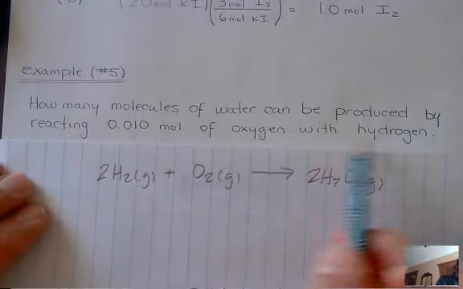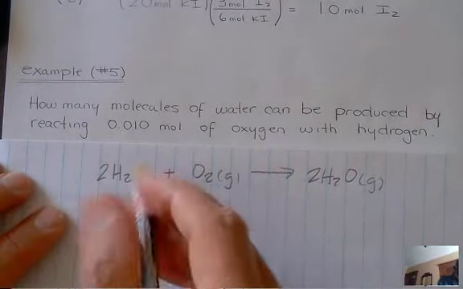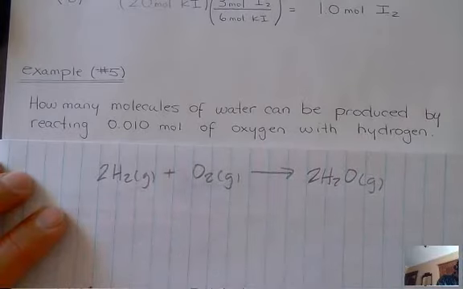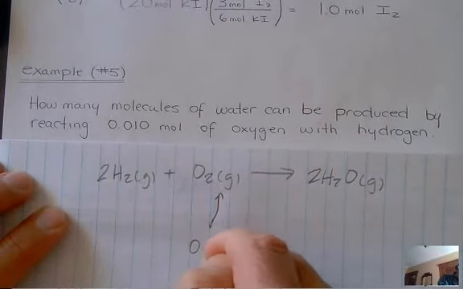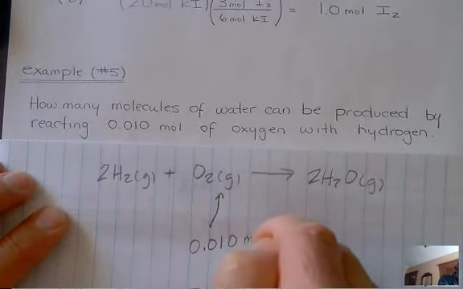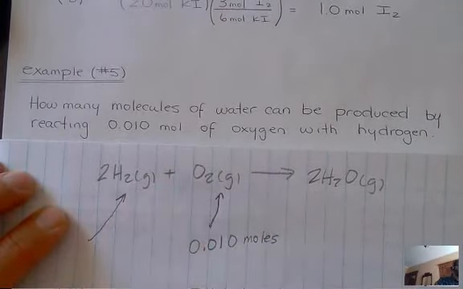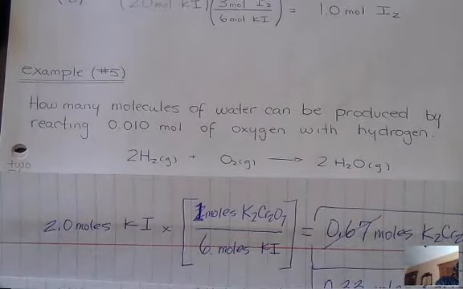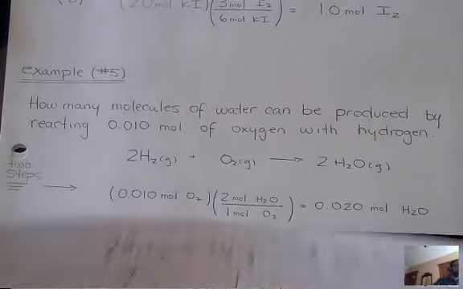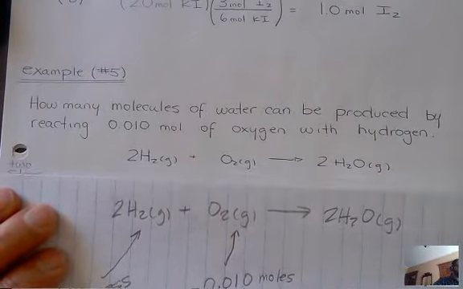How many molecules of water can be produced by reacting 0.01 moles of oxygen with hydrogen? Okay, so let's label the balanced chemical equation with what we have. I have 0.010 moles of oxygen. Nobody says anything about hydrogen, right? So it must be in excess. The thing that's in excess, we don't worry about it because we're not going to run out of it. We can make as much water as we have oxygen in this situation.